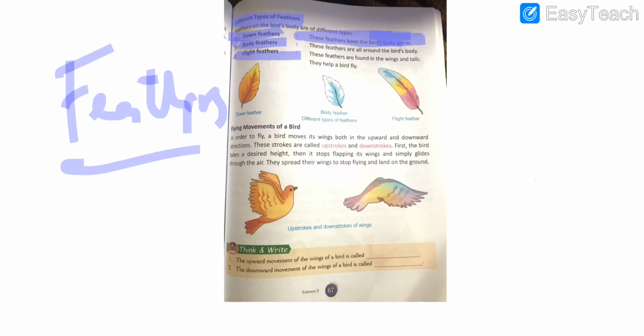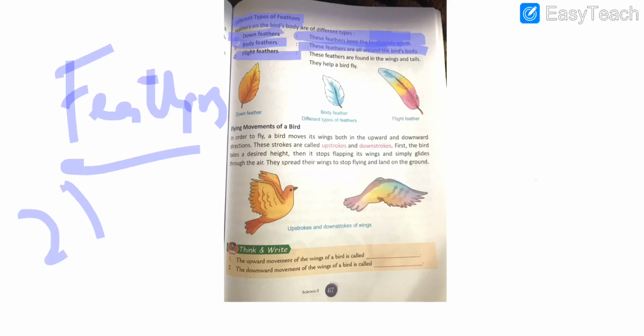Number second, body feathers. Body feathers are present all over the bird's body to cover its entire surface.